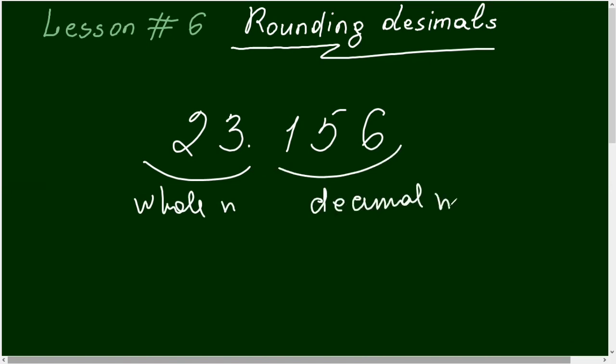So we already have learned how to read and identify the whole number's place value. So this 3 is in the ones place, and this 3 just represents 3 itself, and 2 is in the tens place, and it represents 20. And let's find out how to determine place value in the decimal part of the number.